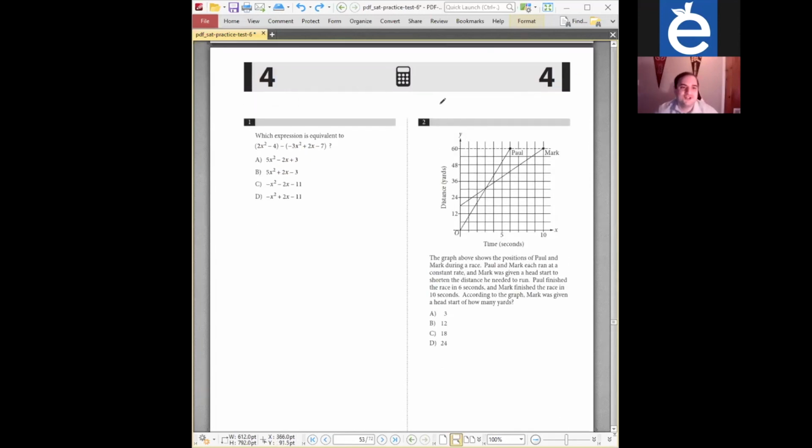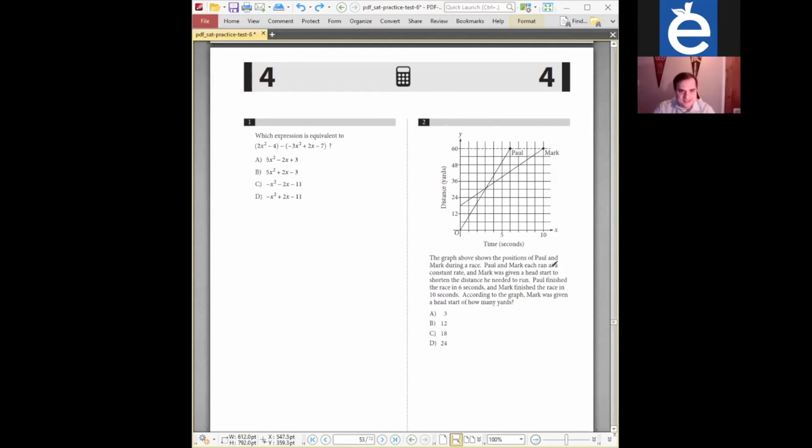All right, question number 2. The graph above shows the positions of Paul and Mark during a race. Paul and Mark each ran at a constant rate, right? So what does a constant rate mean? Well, here these are obviously lines, but whenever you see constant rate, that means it's a line.